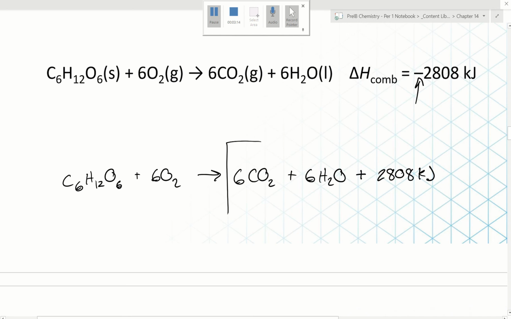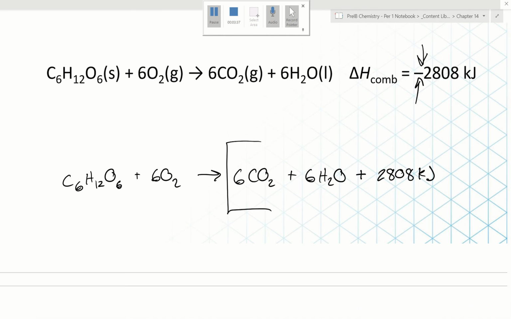Well, anything on the right-hand side of a chemical equation is being released from the reaction. The reactants go into the reaction. The products exit the reaction. And so we can put this, because it's negative, we can say that energy is exiting the reaction, so we would put it on the same side as the products.